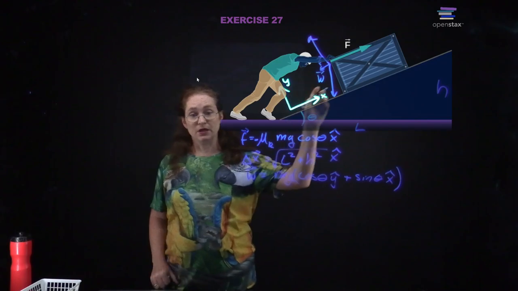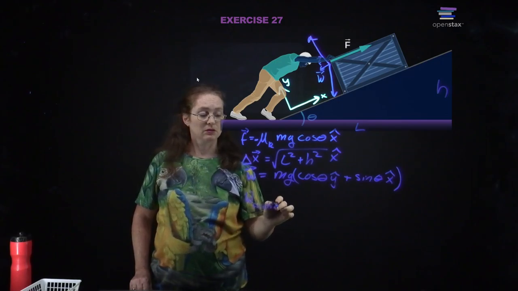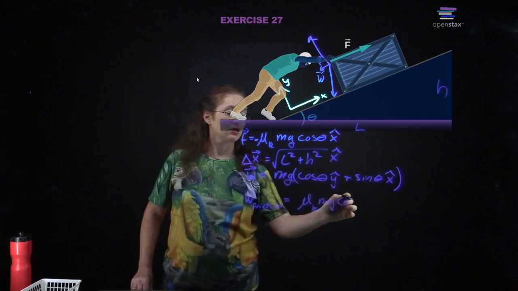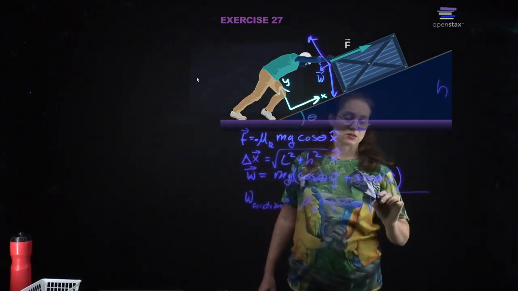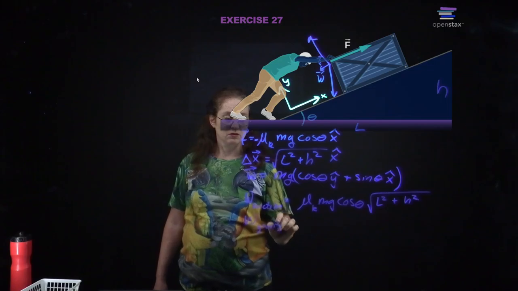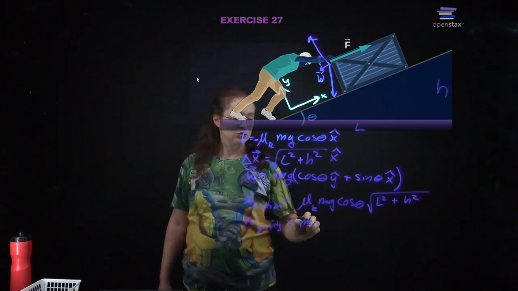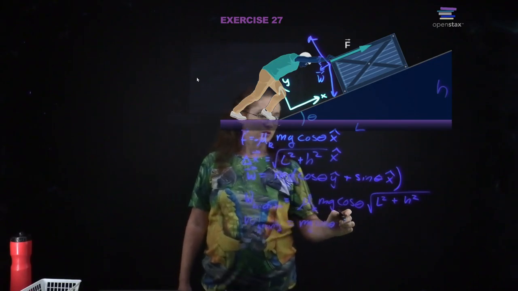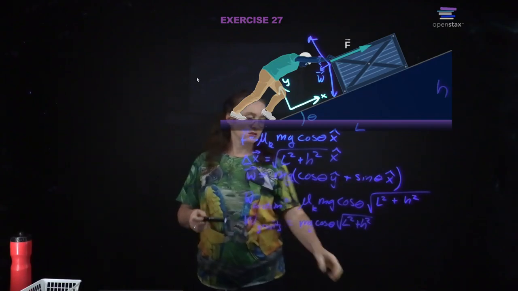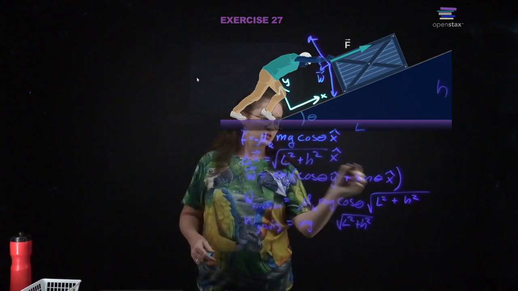So the work done by pushing the box up due to friction is equal to mu k mg cosine theta delta x. The work done by gravity is equal to mg times the square root of L squared plus H squared, and now sine theta. Not cosine theta, sine theta, because it's this dot that.